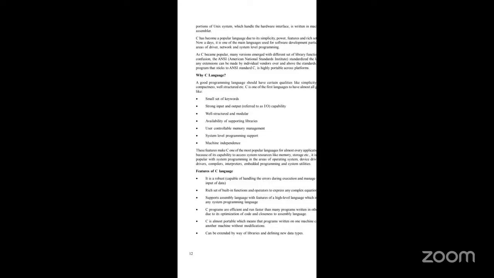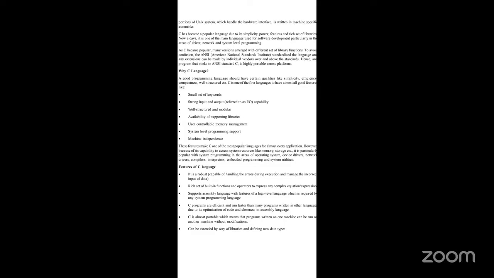It has a robust and rich set of built-in functions and operators to express any complex equations. It supports assembly language features along with the features of high-level languages required for system programming. C programs are efficient and run faster than many programs written in other languages due to code optimization and closeness to assembly language. C is almost portable, which means that a program written on one machine can be run on another machine without modification. It can be extended by adding libraries and user defined data.